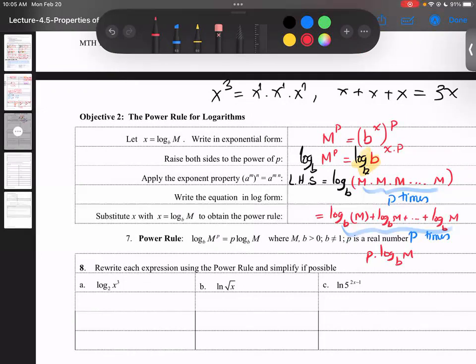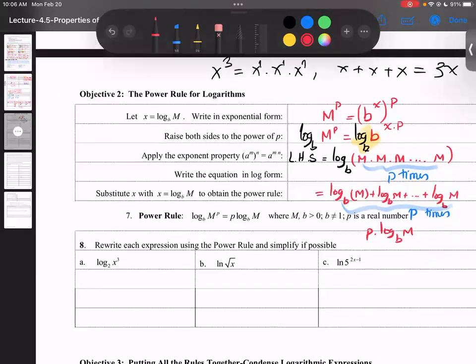1 plus 1 plus 1 plus 1, 3 times, is equal to 3 times 1, which is 3, right? Log m plus log m plus log m plus log m, p times. So the same thing, p times log m. Remember what it is equal to? It is equal to this. This is what I started out with.